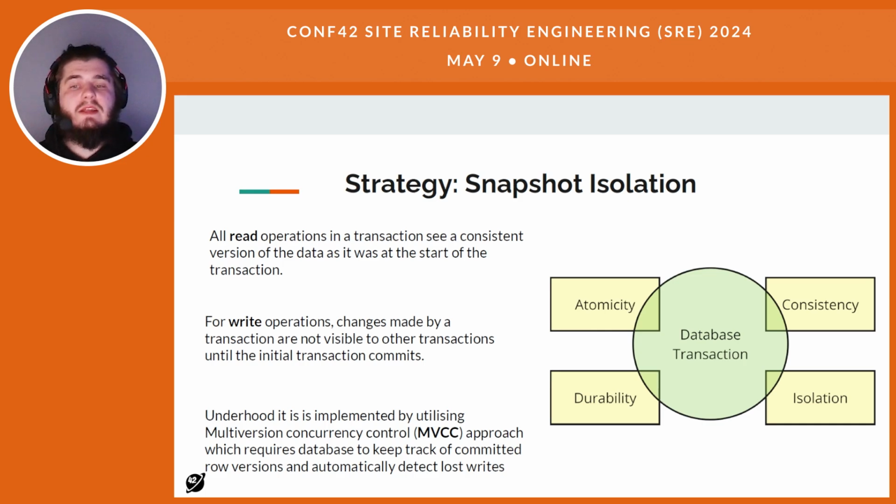The key idea of this level is that the database tracks record versions and fails to commit transactions for ones that were already modified outside of the current transaction. All read operations in a transaction see a consistent version of the data, as it was at the start of this transaction. For write operations, changes made by a transaction are not visible to other transactions until the initial transaction commits. And that helps a lot, to be honest. It simplifies so many things during development, and it also guarantees you that if you manage it properly, you won't be losing anything, and you will be quite consistent in your database and your data.